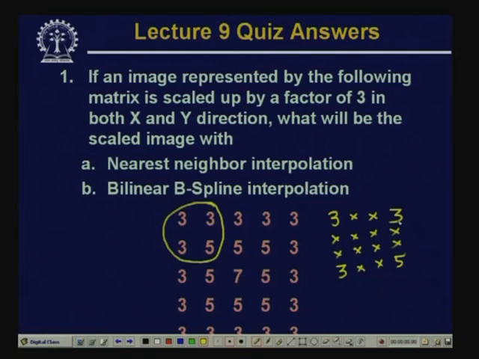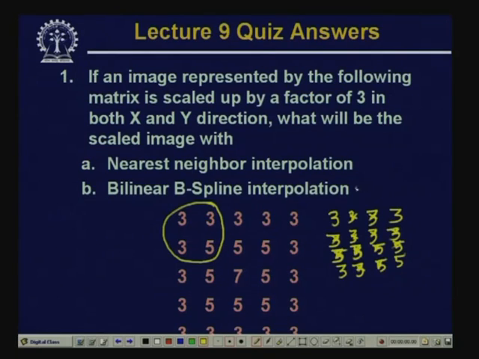Now, if I go for the nearest neighbor interpolation, it says that you fill up this location with the value of the pixel which is nearest to it. So, if I go for that nearest neighbor interpolation, these locations will be filled up by 3, whereas these 3 locations will be filled up by value 5. So, this is what we have in case of nearest neighbor interpolation.